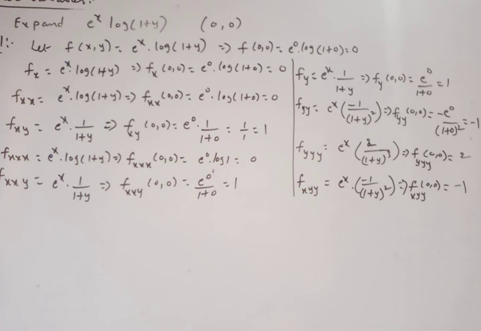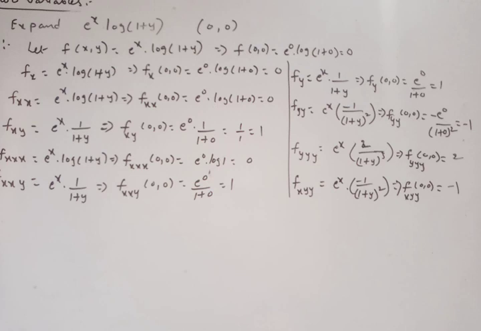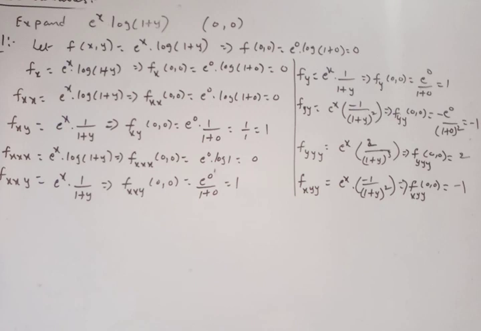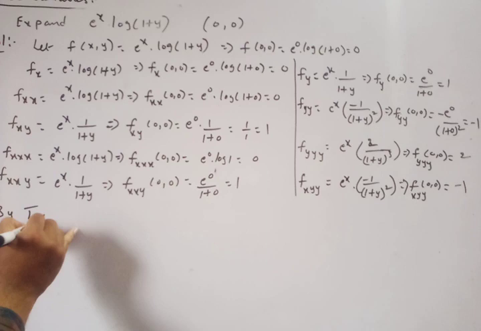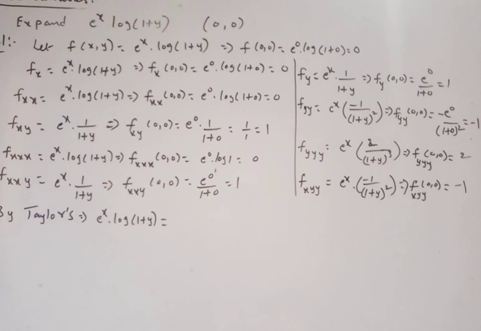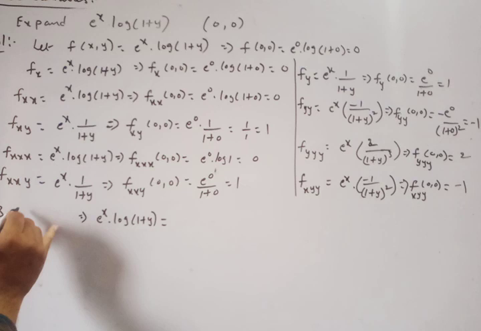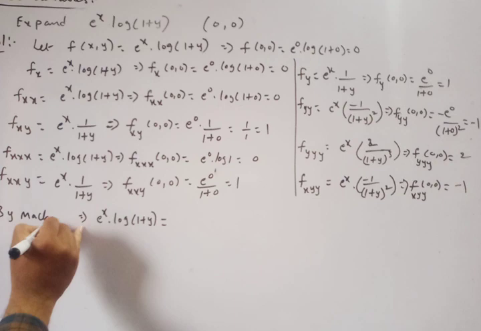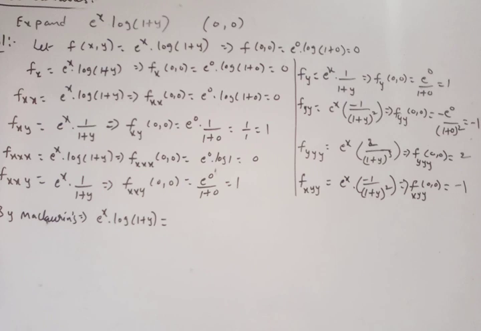Understood? So we calculated all values for the Taylor series expansion. Now substitute all these values in the formula. I am not writing the formula, I am substituting directly. By Taylor's, what I get here, e power x into log of 1 plus y. Sorry, not Taylor's, Maclaurin's, extremely sorry. This is Maclaurin's, not Taylor's, because the point is not given. So by Maclaurin's you have to do.